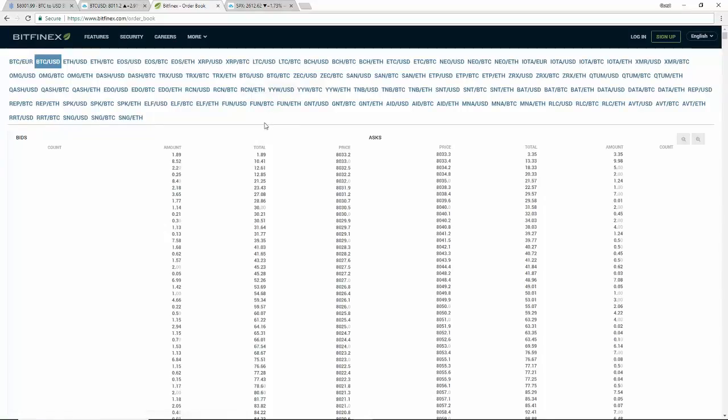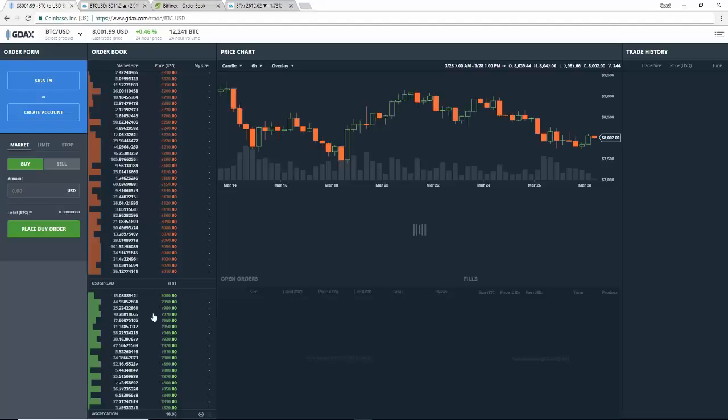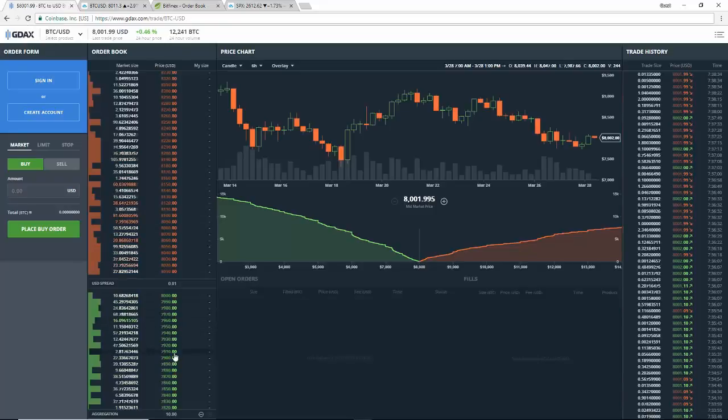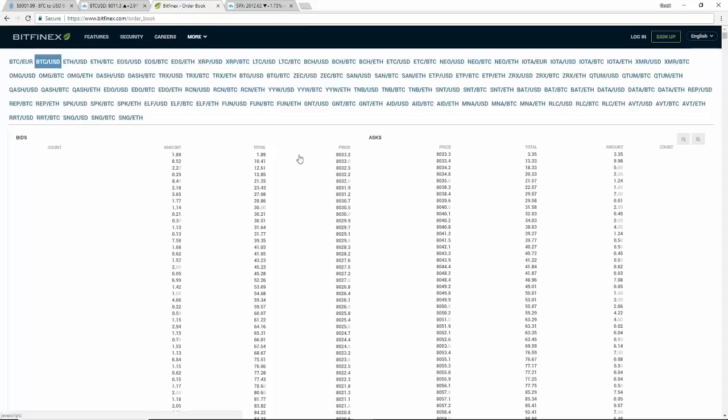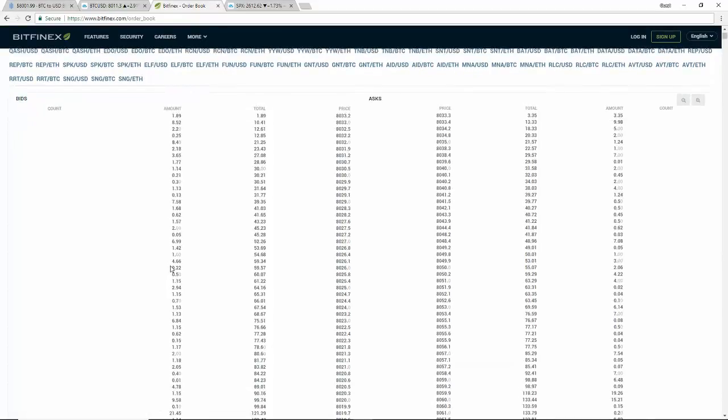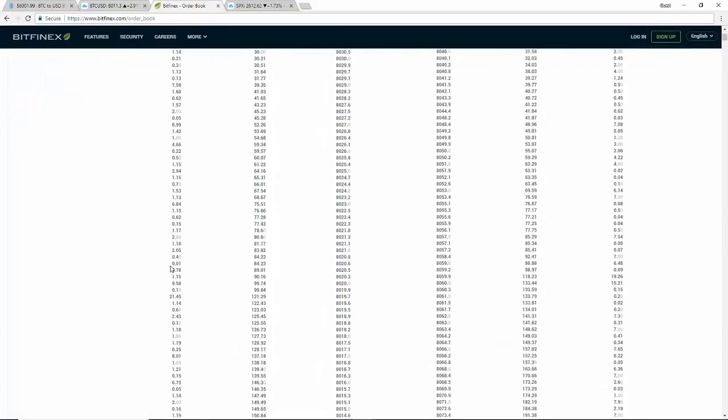Now, the Bitfinex order book presents us the same information. The bids are all of the buy limits. The asks are all of the sells. When we talk about the price displayed, this over here under the bids is the exact same information that we were just looking at right here. It just looks different. The amount is how much of the asset is sitting on that particular price level.